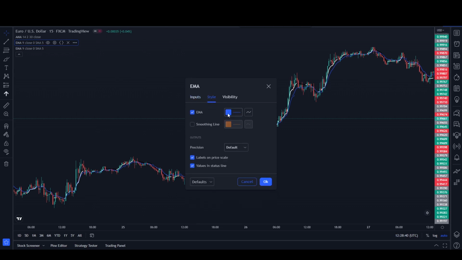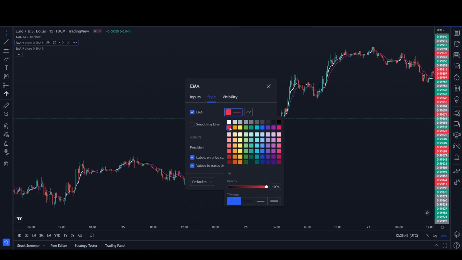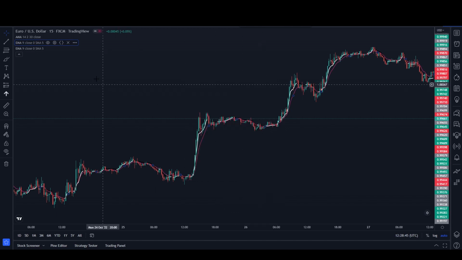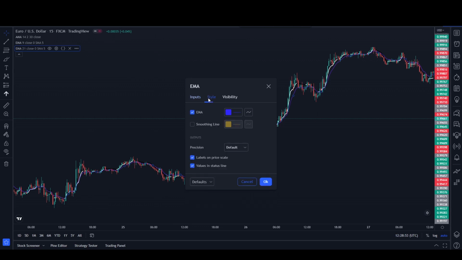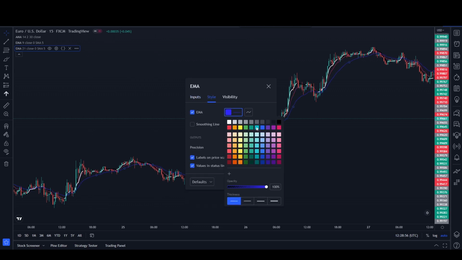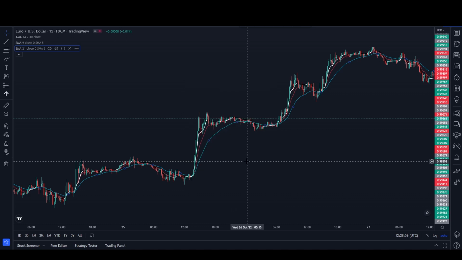For the short-term EMA, you can change that to any color that you want. And then the second one, the longer length EMA, is 21. You can change that to another color. I'll change it to light blue, and there you go.